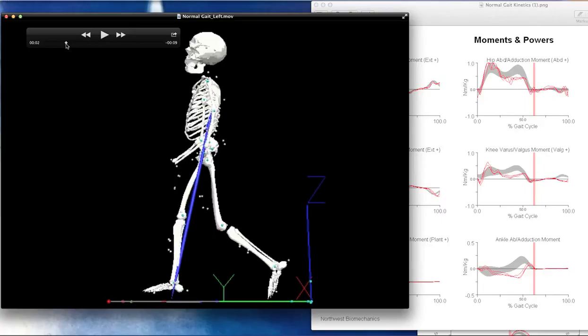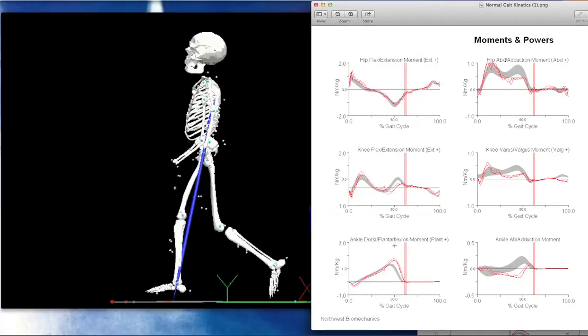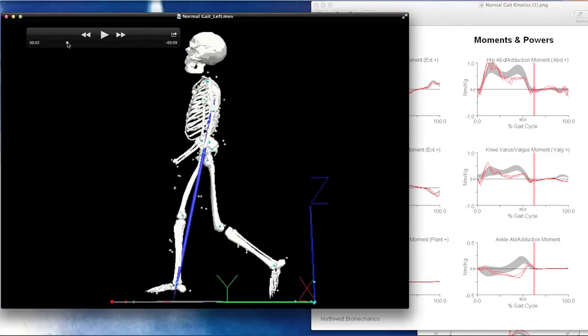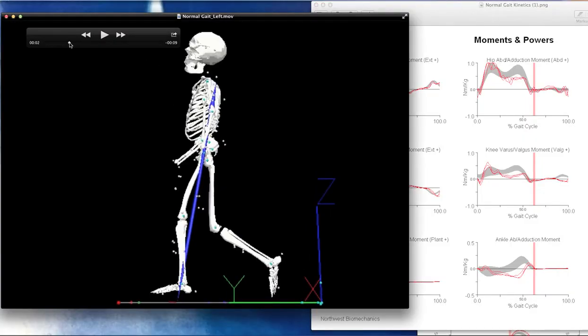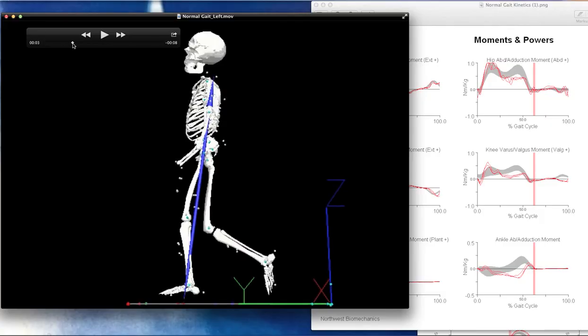Just after foot flat, the ground reaction force transitions. At this point there's no ankle moment. If we come back to the graph, that would be at this point right here where the cursor is. Essentially that's 0, because the moment goes to 0 when there's no moment arm. Then we can notice that the ground reaction force passes anterior to the ankle joint center, and so now we're starting to recruit the plantar flexors.